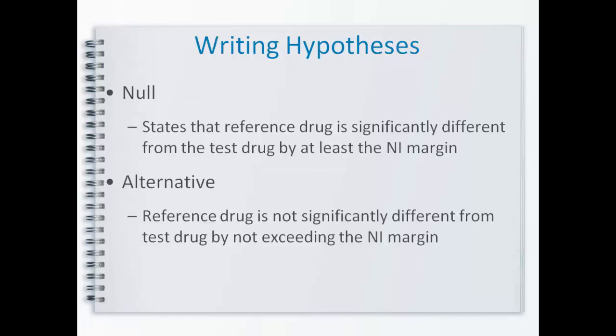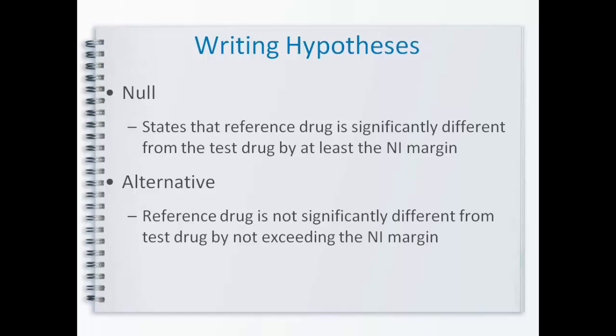The hypotheses for a non-inferiority study take on a slightly different format than other studies that you are familiar with. Typically, the null hypothesis will state that there is no difference between two interventions, and the alternative hypothesis will state that there is a difference.